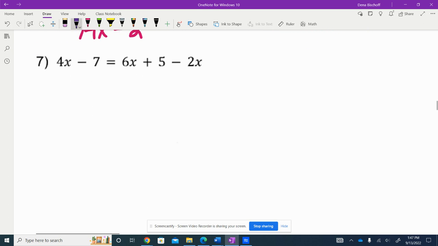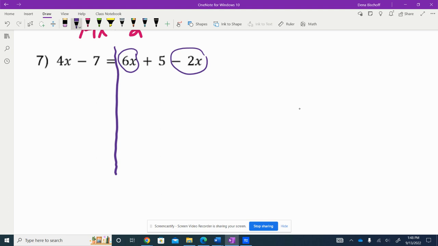We're going to do number 7 and number 8, and then we'll get started on our assignment. Number 7, I'm going to draw my river. That was our first step from yesterday. I'm going to distribute. Are there any parentheses that I need to distribute? No. Combine like terms. What is 6x minus 2x? Tyler? 4x. So I have 4x plus 5 on the right equals 4x minus 7 on the left.